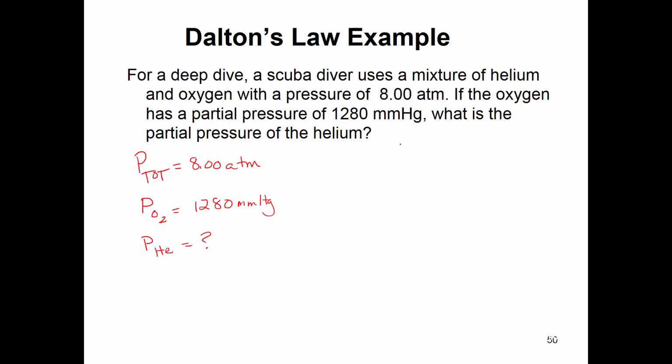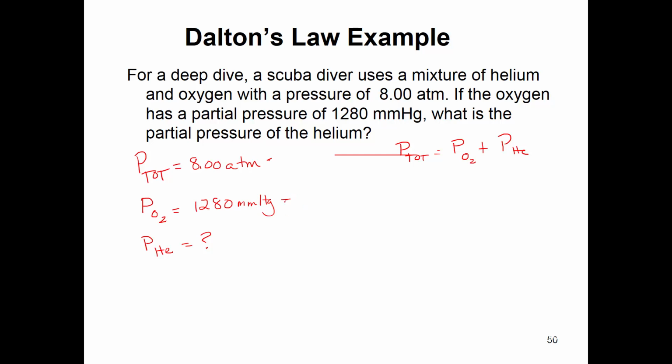Now we know that P total is equal to PO2 plus PHe, because it's just the total of the partial pressures. What we need to look at though before we start plugging stuff in is we've got one in atmospheres and we've got one in millimeters of mercury. You can do those in either one you want to. If you're doing a multiple choice test, I'd look and see what the answers are in on the multiple choice and convert them that way, because you can either convert atmospheres to millimeters of mercury or you can convert millimeters of mercury to atmospheres. I'm going to convert the millimeters to atmospheres.